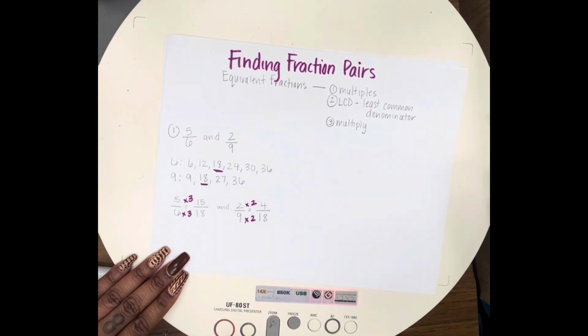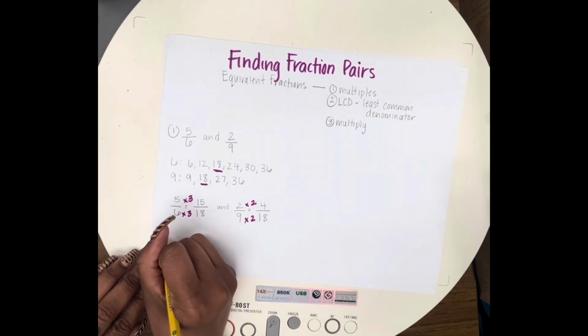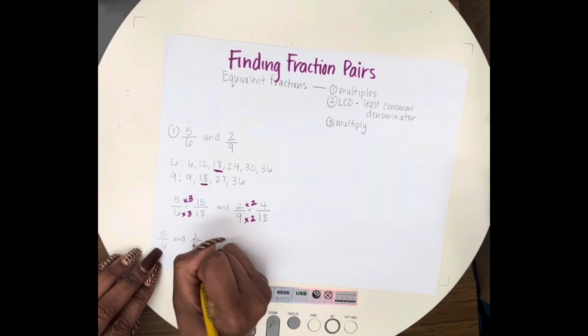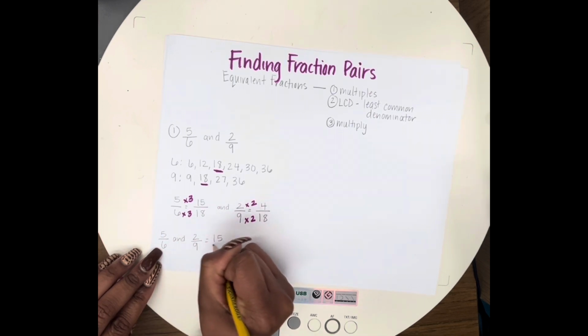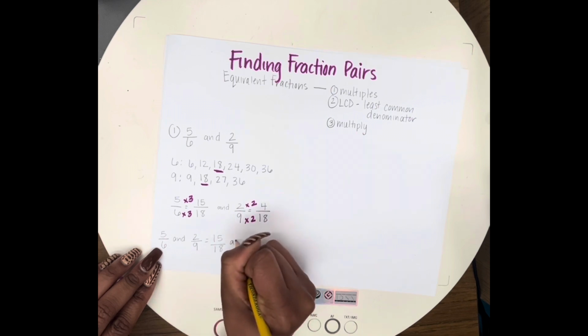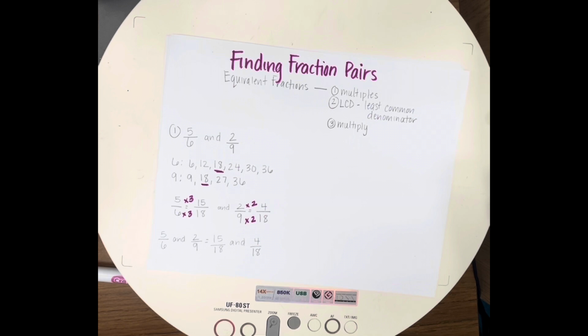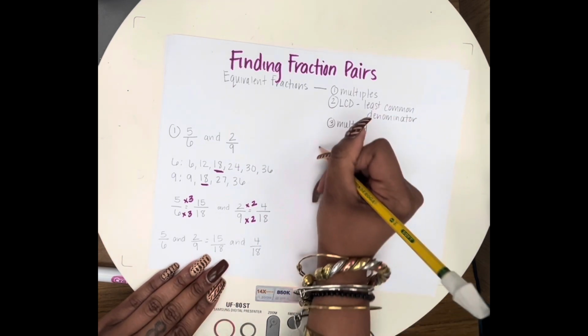5 times 3 is 15. 2 times 2 is 4. And then you rewrite out your problem. 5/6 and 2/9 equals 15/18 and 4/18. That is how you find the equivalent fractions.